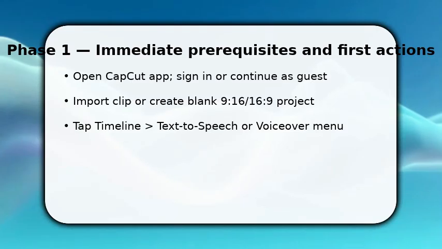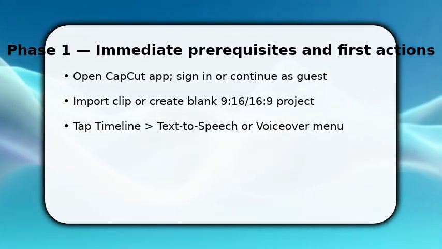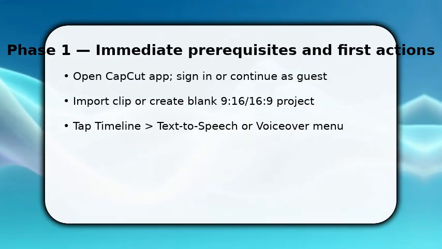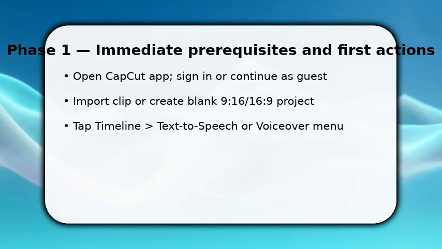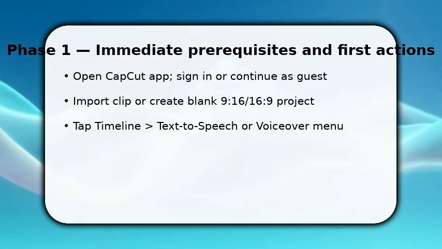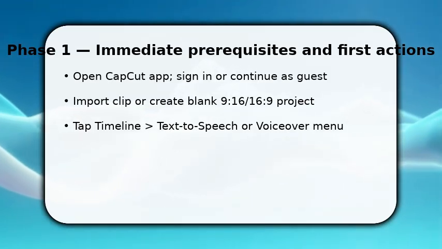You'll start inside CapCut with your project open. Import the clip you want voiceover for and place the playhead where speech begins. Tap the clip, then choose text-to-speech from the toolbar. If you don't see it, open More or Audio, Text-to-Speech.